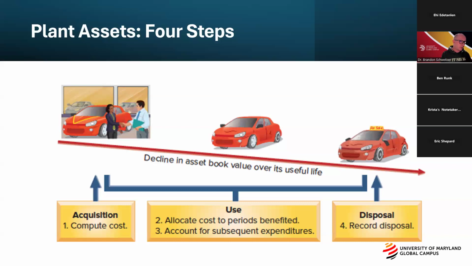The second thing that we do is we allocate the cost of the plant asset. In other words, we take that landed cost, and we allocate it across its useful life, how long we plan to use the asset for, or how long we expect the asset to last, useful life. The third thing we do is we account for the expenditure of that asset. This is where the depreciation comes into play.